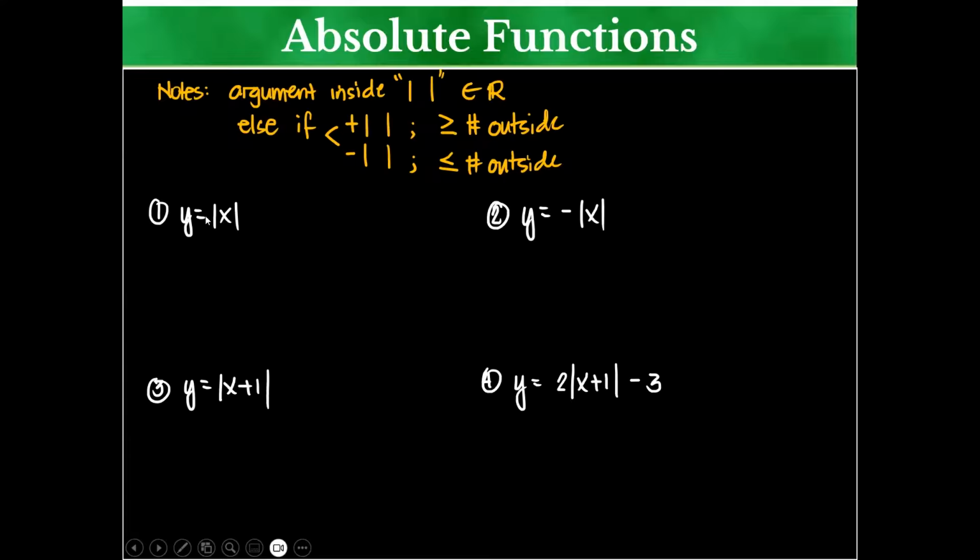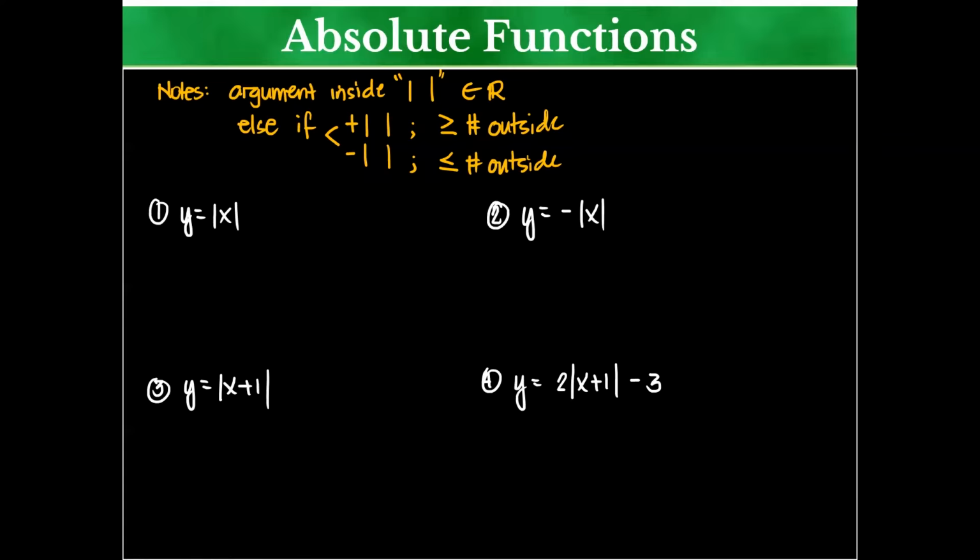Since this is positive, I can say the range is greater than 0. In here, it's negative. The range is less than 0. In here, positive. Range is greater than, the number outside is 0, so greater than 0. In here, oy, may 2, pero multiplier lang naman siya. It doesn't really matter. It's a positive 2. Greater than or equal to, oy, may minus 3. Greater than or equal to, minus 3.